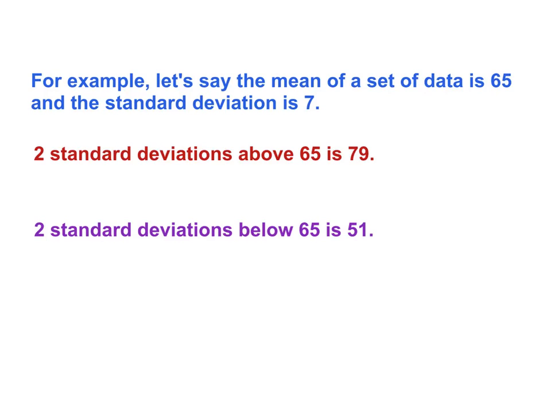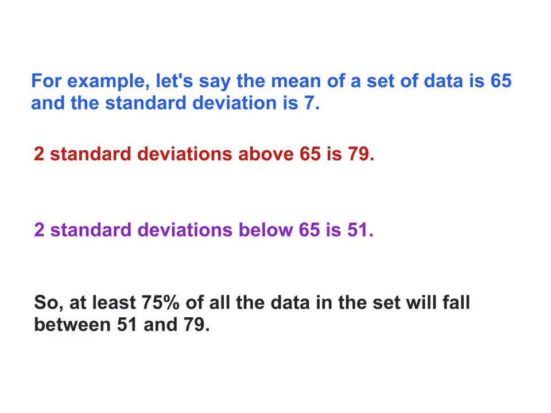So what this means is that between 51 and 79, we expect there to be at least 75% of all the data. So at least 75% of all the data in the given data set is going to fall between 51 and 79. Why is that important? Well, that means most of the data, 3/4 of the data, if not more, is going to be in between 51 and 79. So when we talk about analysis and trying to decide what's happening in a data set, I can tell you that most of the data is bunched in between 51 and 79.